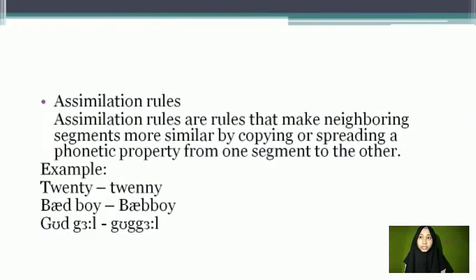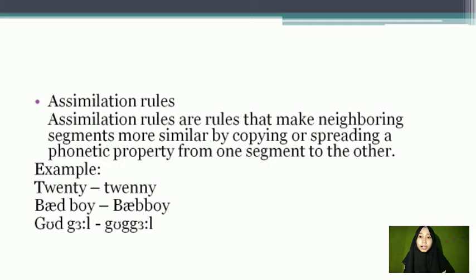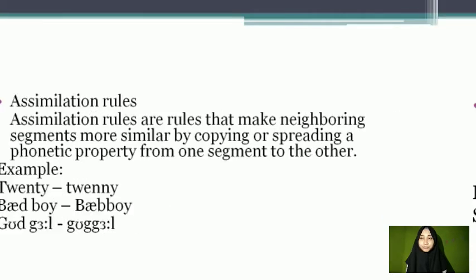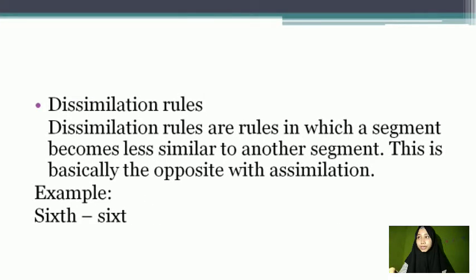The first one is assimilation rules. Assimilation rules are rules that make neighboring segments more similar by copying or spreading a phonetic property from one segment to the other. For example, from 20 to 20, from bad boy to bad boy, from good girl to good girl. And then the next rule is dissimilation rules.